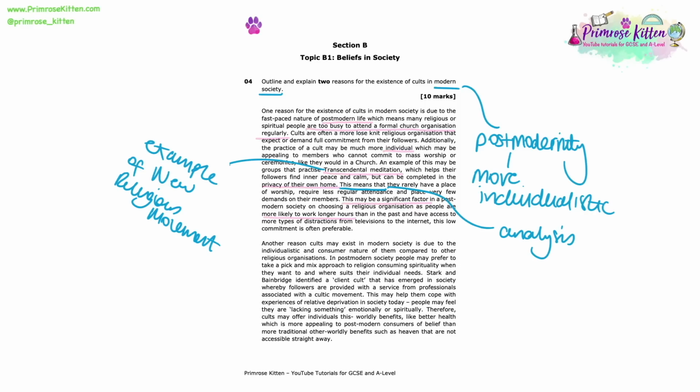Another reason cults may exist in modern society is due to the individualistic and consumer nature of them compared to other religious organisations. In postmodern society, people may prefer to take a pick and mix approach to religion, consuming spirituality when they want to and where suits their individual needs. Stark and Bainbridge identified a client cult that has emerged in society, whereby followers are provided with a service from professionals associated with a cultic movement. This may help them to cope with experiences of relative deprivation in society today.